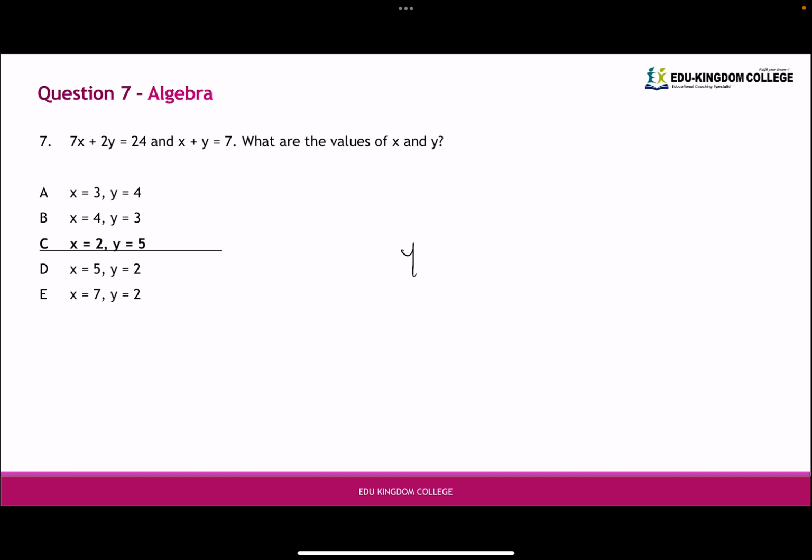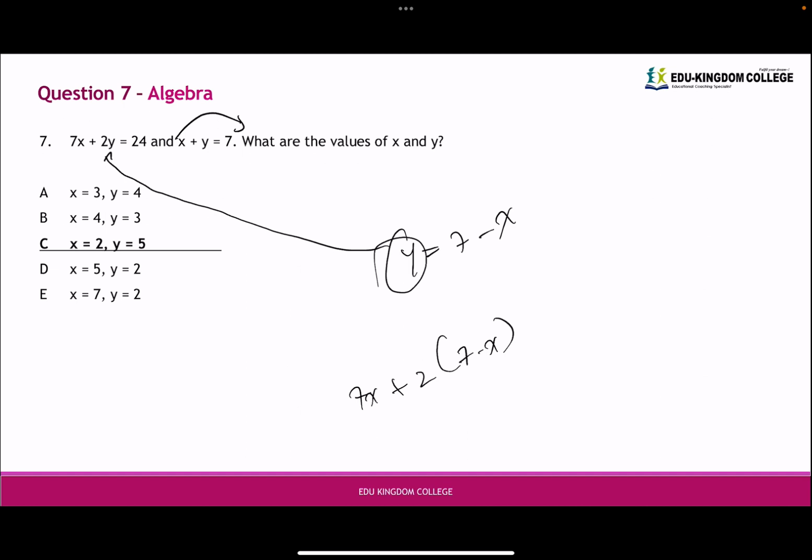So x plus y equals 7, let's find y in terms of x. So y equals 7, and move the x over, minus x. Okay, and this value of y, I'm going to substitute into here. So 7x plus 2, and then instead of y, I'm going to rewrite as 7 minus x, because they're the same thing, equals 24. Now I have the whole equation in terms of x, and I can find what x is equal to. So 7x plus 14 minus 2x equals 24. So move this over here. So 5x equals, and then move the 14 over, gives you 10, x equals 2. The only answer where we have x equals 2 is C.